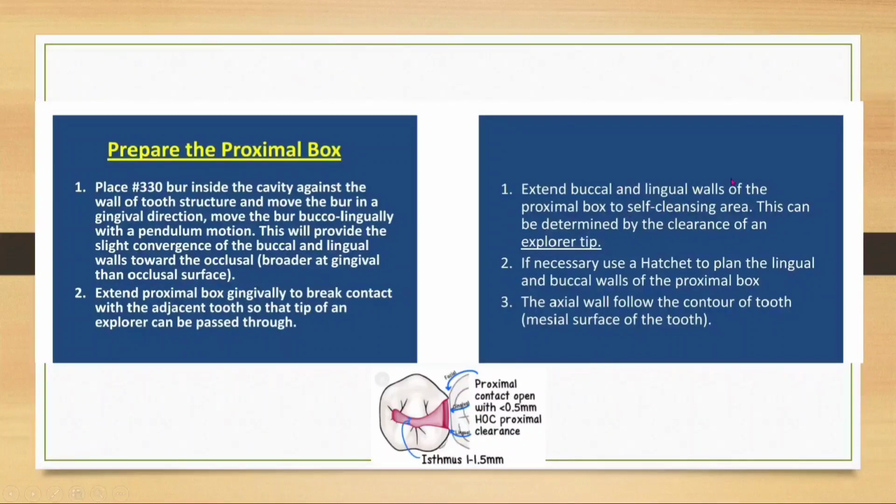The buccal and lingual walls of the proximal box extension will create a self-cleansing area, and this can be determined by the clearance of an explorer tip. If necessary, use a hatchet to plane the lingual and buccal walls of the proximal box, and the axial wall should follow the contour of the tooth.